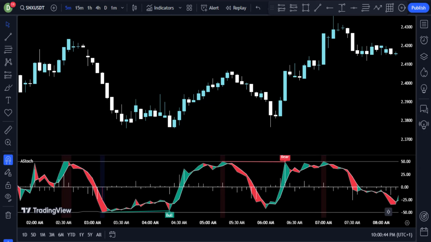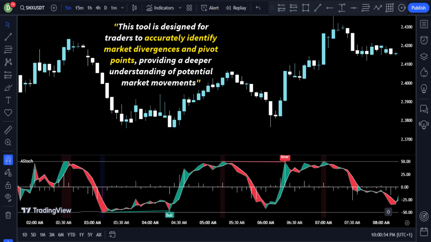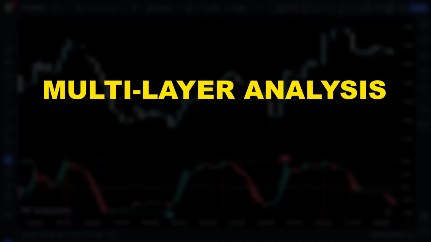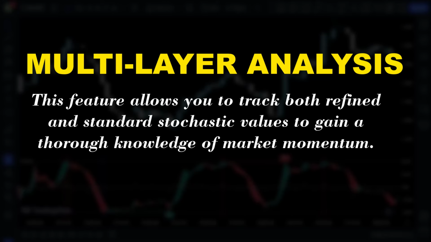This advanced analysis tool is designed to enhance market analysis through detailed stochastic calculations. This tool is built for traders who seek to identify market divergences and pivot points with higher accuracy, creating a deeper understanding of potential market movements using this special indicator. This indicator contains 4 very important key features. The first of them all is the multi-layer stochastic analysis. This feature helps you to track refined and standard stochastic values to give an in-depth understanding of market momentum.